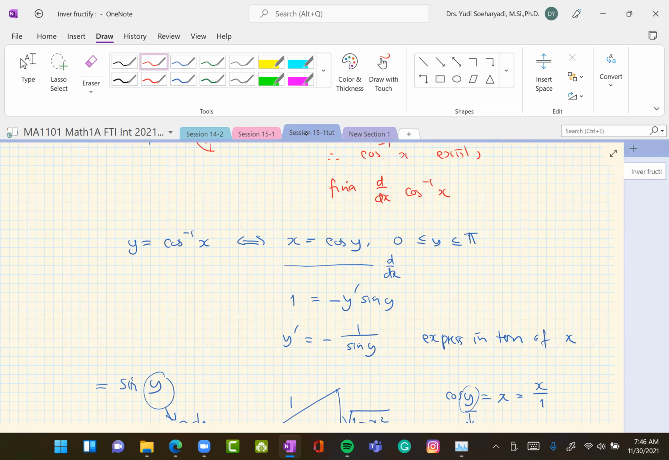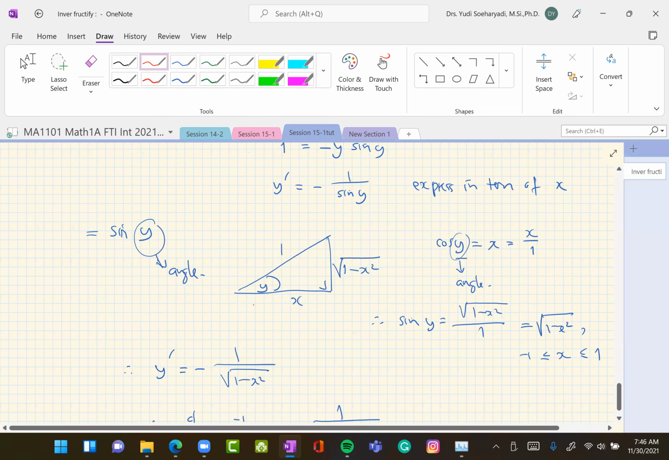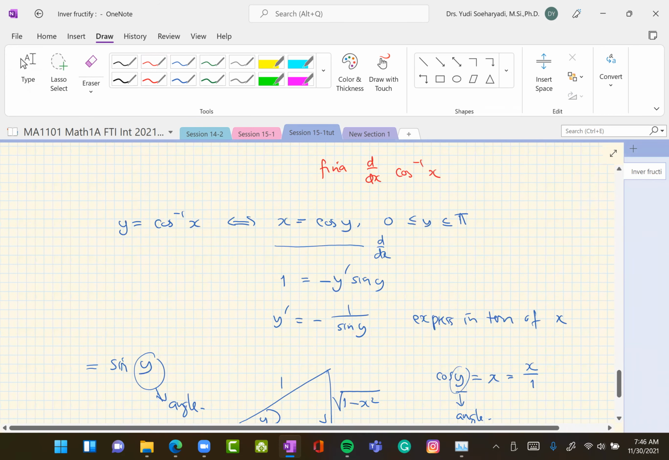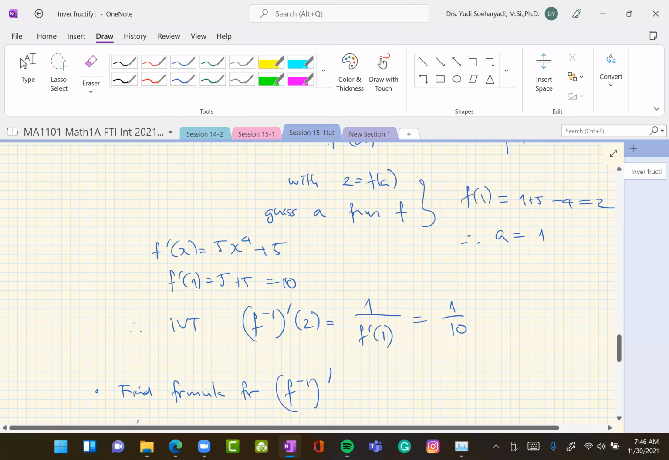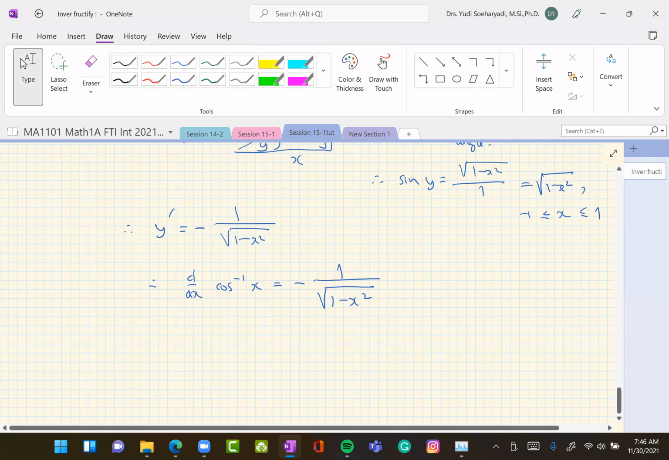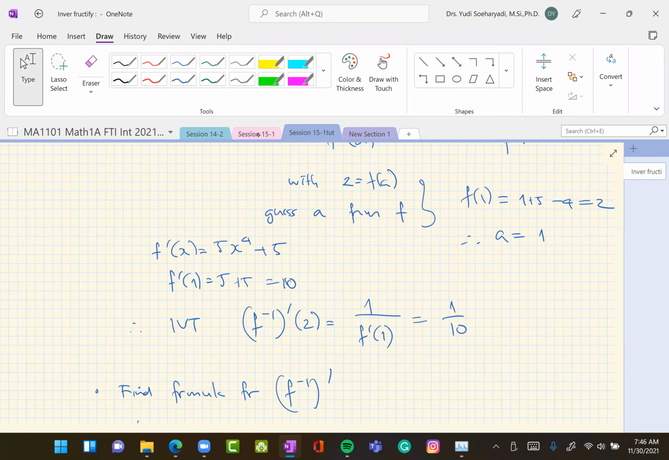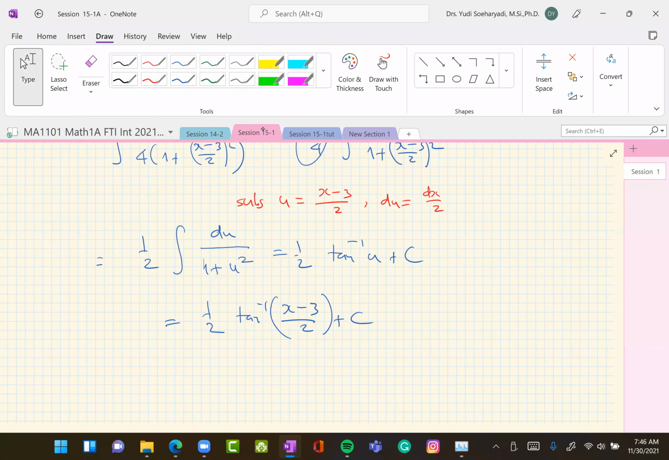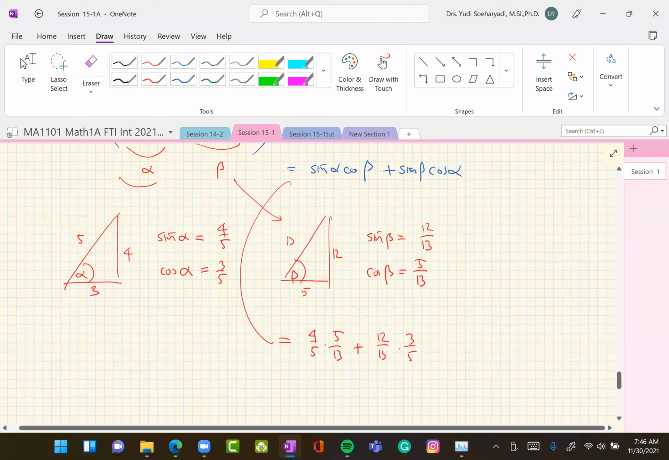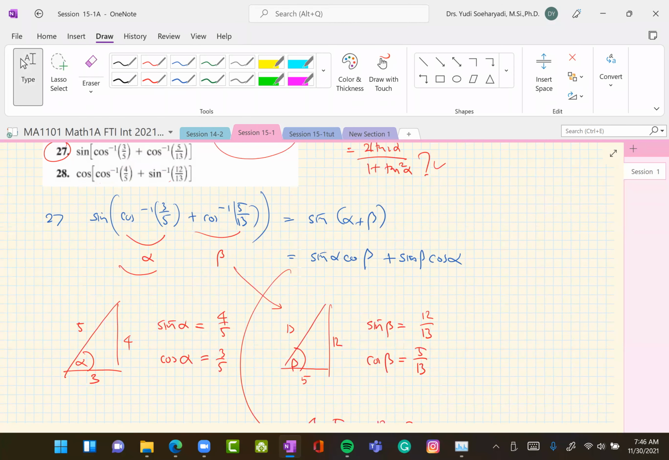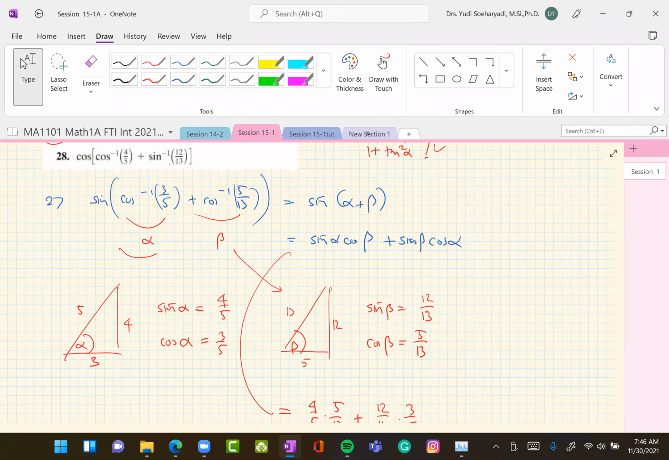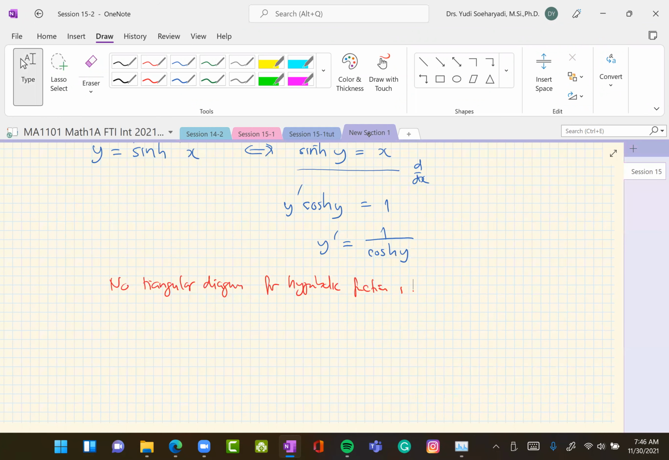Mentioned this one when we had yesterday. See, this is what I meant by triangular diagram, because y can be considered as angle. Other diagram, which ones? I think there's another one. Here. It's triangular. Triangular diagram. Okay. We don't have such a thing for hyperbolic functions.